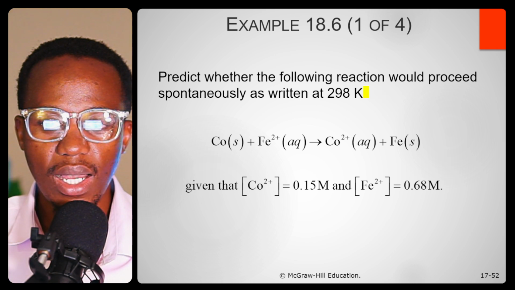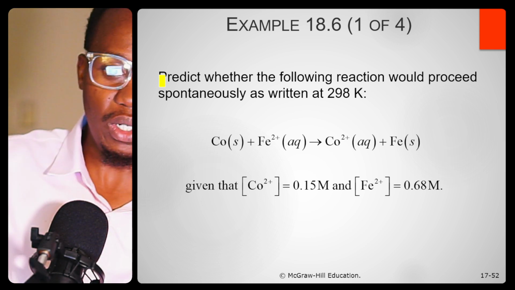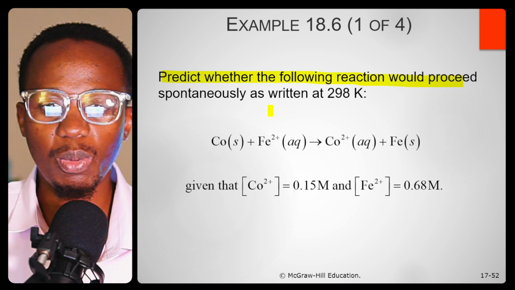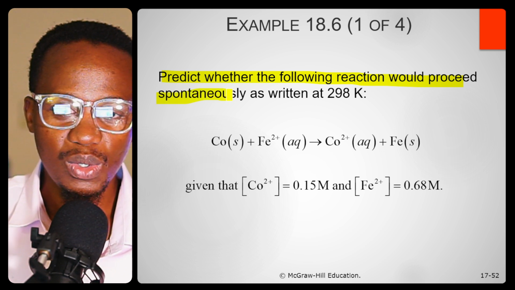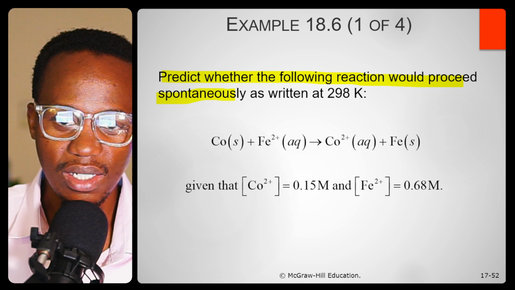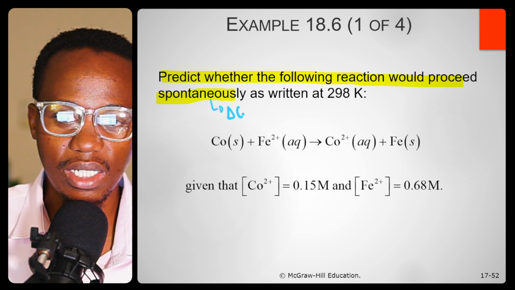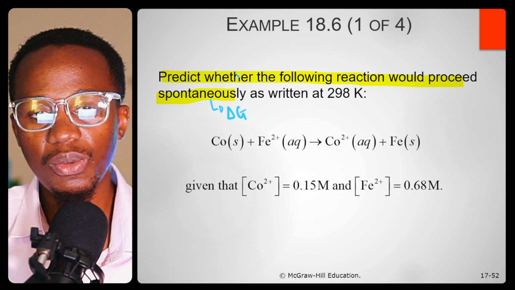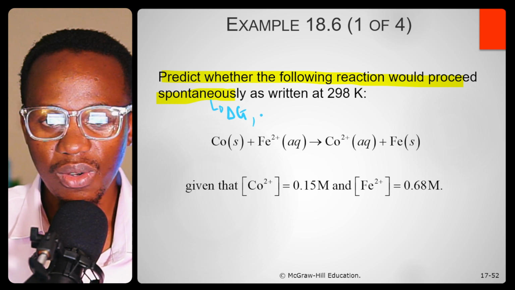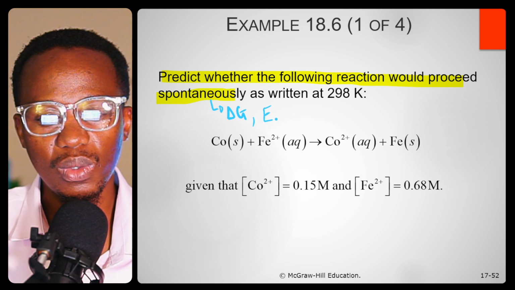So I can ask you, hey, this is very good, because they're asking, predict whether the following reaction would proceed spontaneously. So basically they're asking, calculate delta G. Proceed spontaneously means calculate the delta G. And if delta G is negative, we're spontaneous. If it's positive, we're non-spontaneous. How do we calculate delta G? We calculate it from the potential, right?